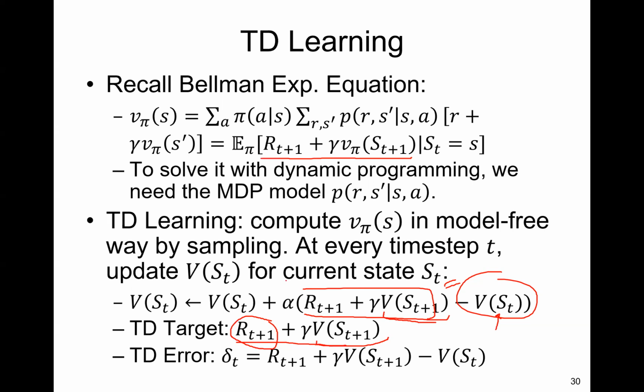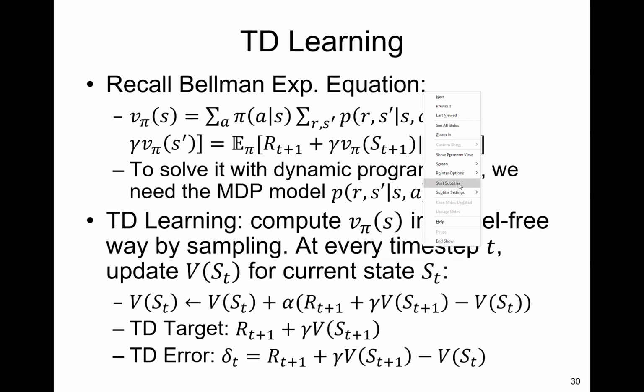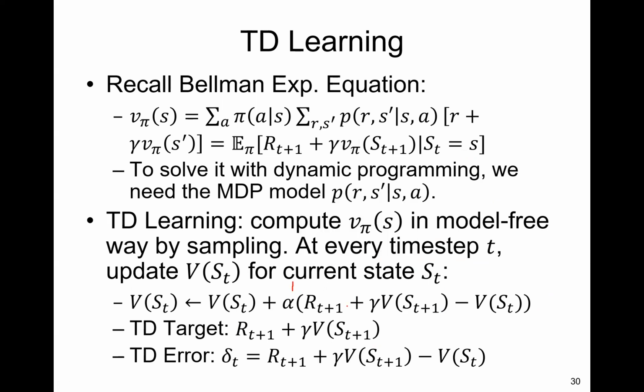If alpha is large, say alpha equals 1, then what happens? You replace your old estimate with the new estimate completely. You overwrite your old estimate. If alpha equals 0, then you're not responsive to any new update. You keep your old value. So alpha determines how much you trust your new estimate.